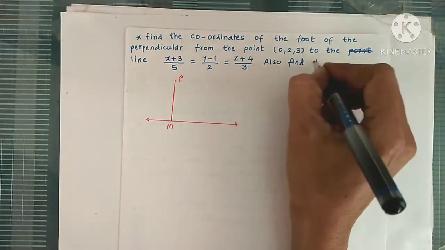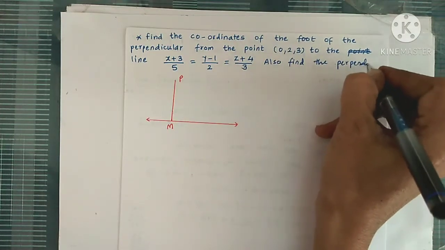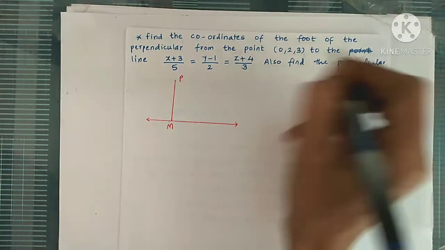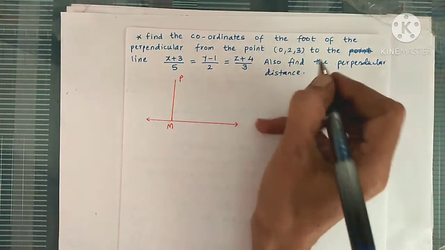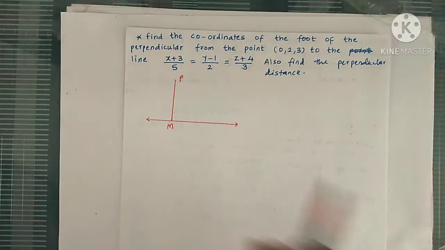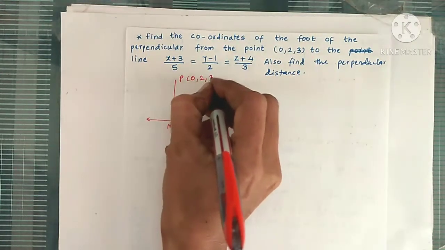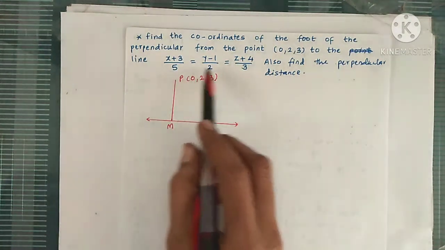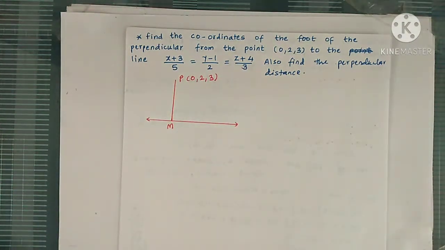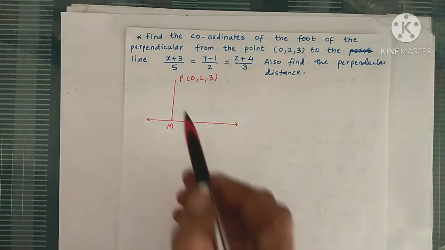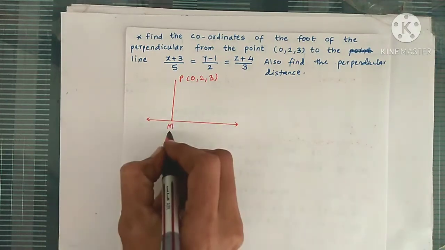Also find the perpendicular distance. Okay, so the point given here is (0, 2, 3). So let's take point P as (0, 2, 3). Then a straight line is given, (x + 3)/5 = (y - 1)/2 = (z + 4)/3. And a perpendicular is drawn from point P to the straight line. We have to find this point M.